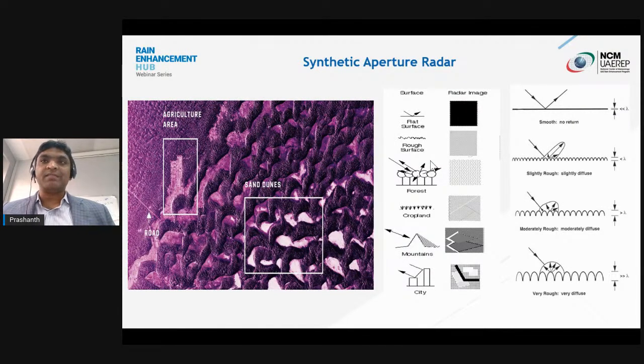In cities, we often see this double bounce scattering, where the signal basically hits the walls, goes to the roofs and comes back with significant intensity. So you see bright regions, especially near the walls. You have shadows on the other side, and the rooftop basically is dark as well, because the signal just goes away there. It doesn't scatter back.